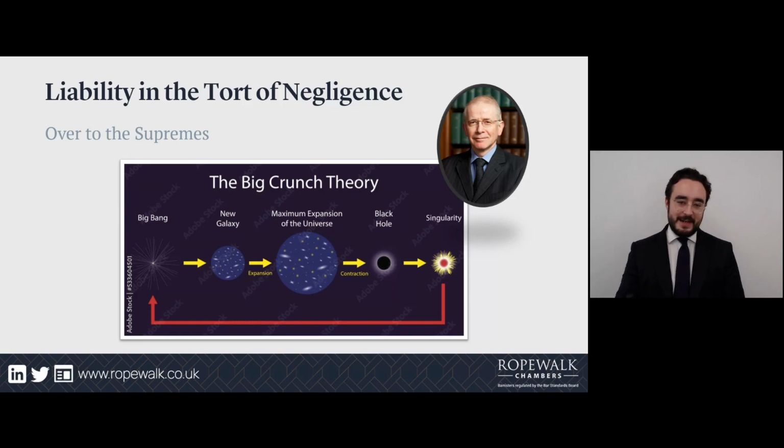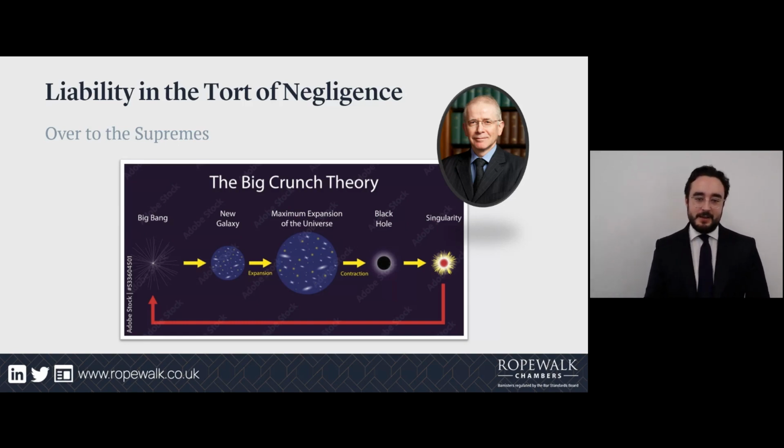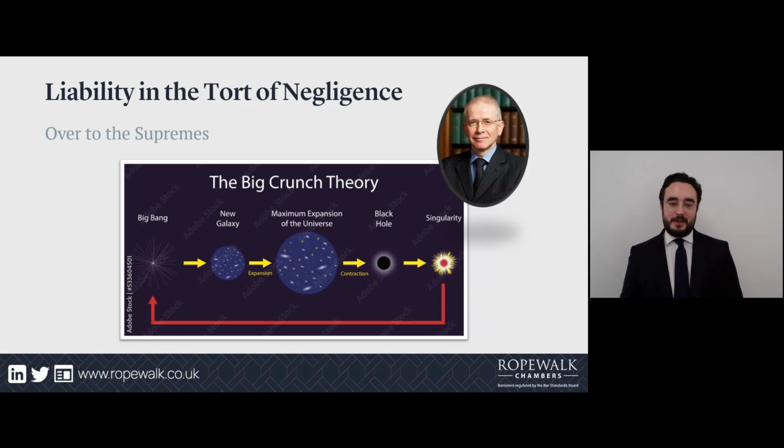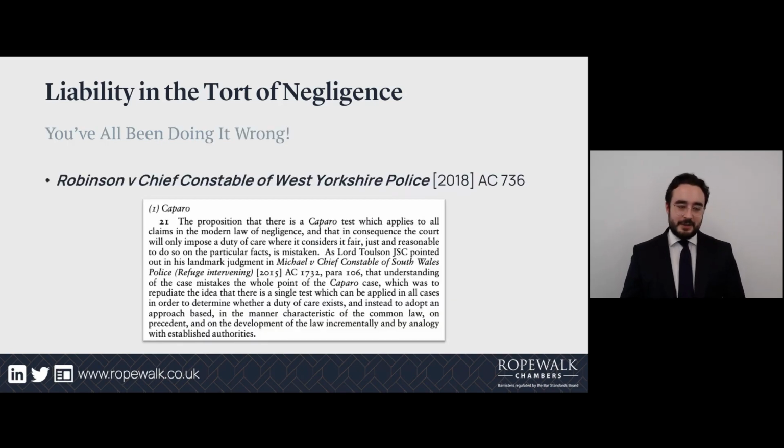And this is all overseen, and the guiding hand in this in recent years has been Lord Reed, who's on the slide there. He's the President of the Supreme Court, and we'll see that he's written the leading judgment in quite a number of the cases that we will look at. Getting into the granular detail of that, in the first Lord Reed judgment, we have the case of Robinson v Chief Constable of West Yorkshire Police. This was, of course, about police liability.